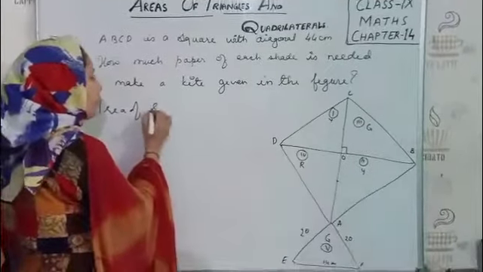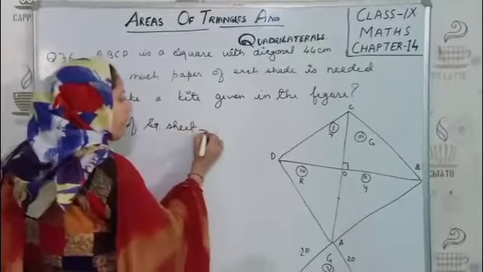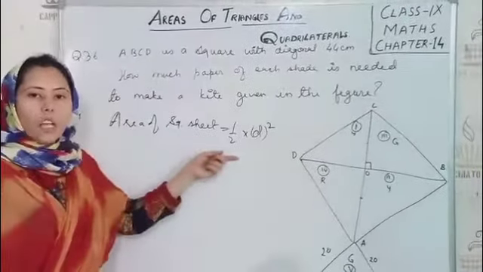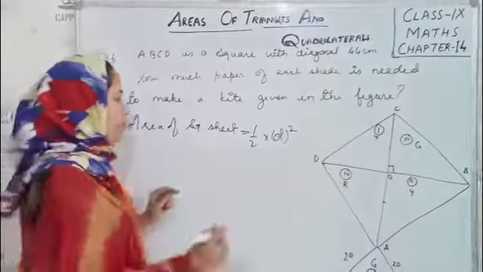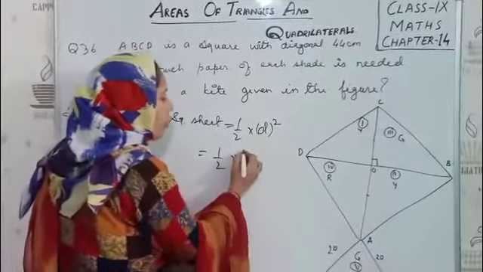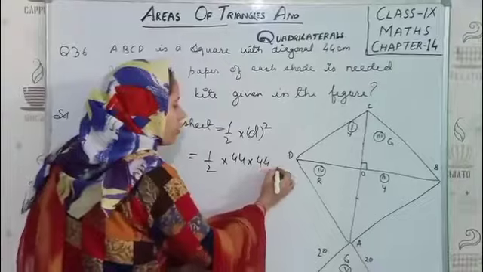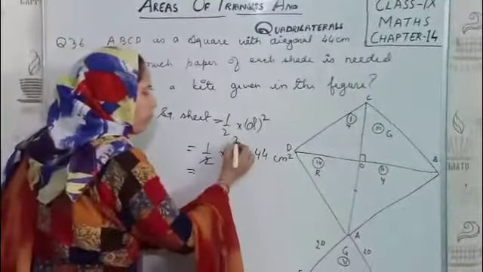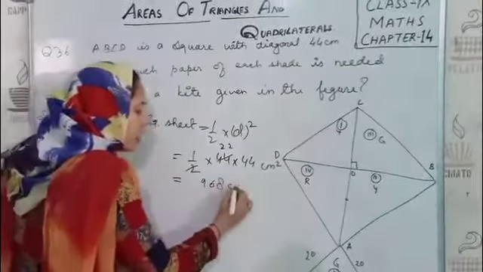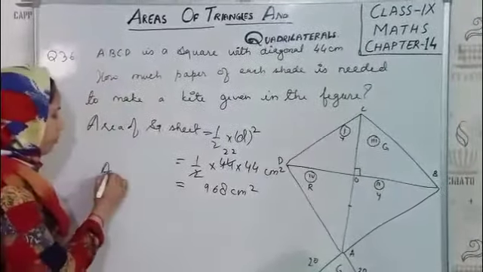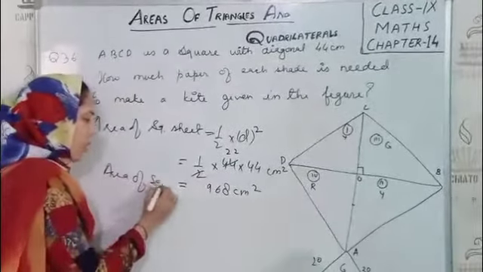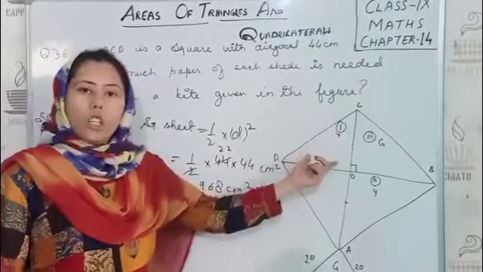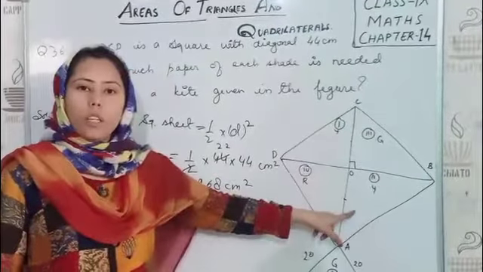Area of a square sheet is equal to half into diagonal square. This is the formula for calculating area when the diagonal is given. So the diagonal is 44 centimeter, square में area आता है, so it is equal to 2268 centimeter square. This is the area of the square sheet. So the area required for the yellow sheet is twice the area of this triangle.